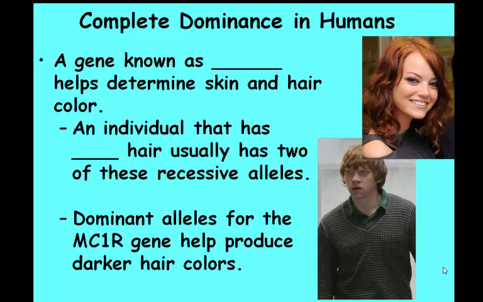A gene known as MC1R helps determine the skin color and hair color of a person. An individual that has red hair usually has two recessive alleles for that gene, and the dominant alleles for the MC1R gene help produce darker hair colors. So that's an example of complete dominance. Something's completely dominant over something else.